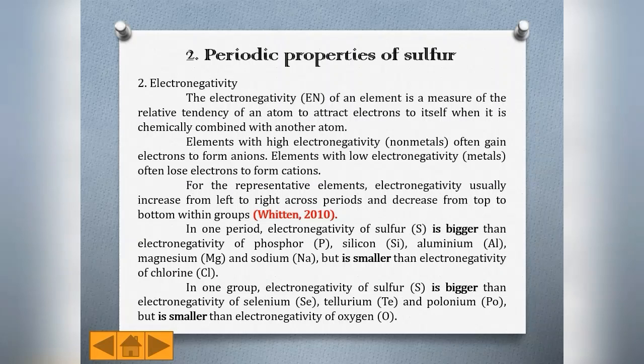For the representative elements, electronegativity usually increases from left to right across periods and decreases from top to bottom within groups. So in one period, the electronegativity of sulfur is bigger than the electronegativities of phosphorus, silicon, aluminium, magnesium, and sodium, but is smaller than the electronegativity of chlorine.